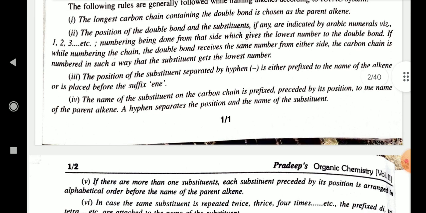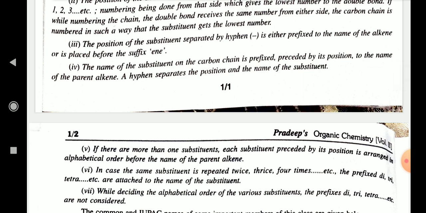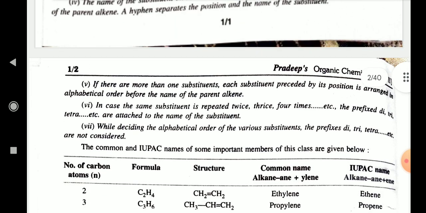Third, the position of the substituent separated by hyphen is either prefixed to the name of the alkane or is placed before the suffix "ene." Fourth, the name of the substituent on the carbon chain is prefixed, preceded by its position, to the name of the parent alkane. A hyphen separates the position and the name of the substituent. Fifth, if there are more than one substituents, each substituent preceded by its position is arranged in alphabetical order before the name of the parent alkene.